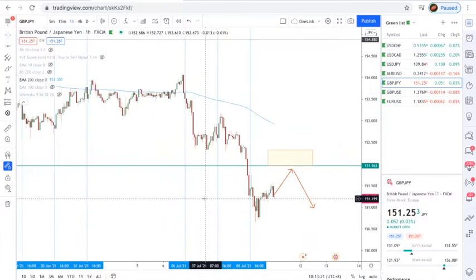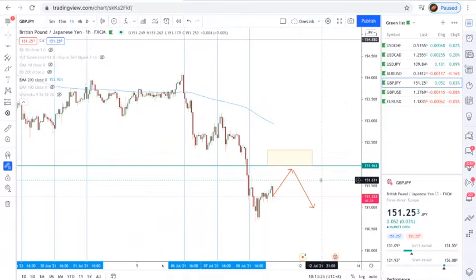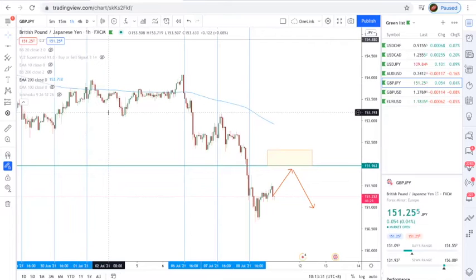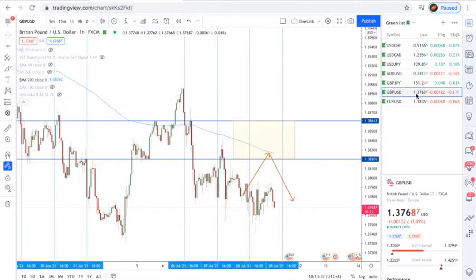Okay, so that will be the best position. Let us see in 15 minutes later on how the market goes. This is just to give you an idea. Let me give you Great Britain USD. I tell you, there's going to be a very good impact today.